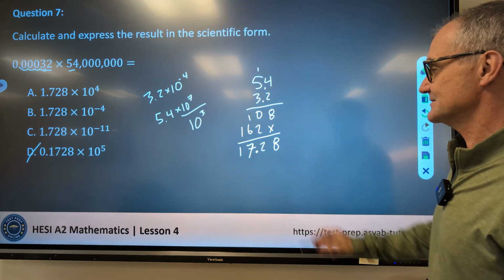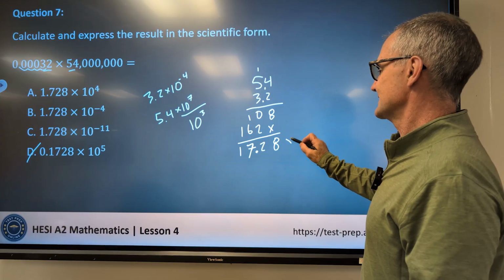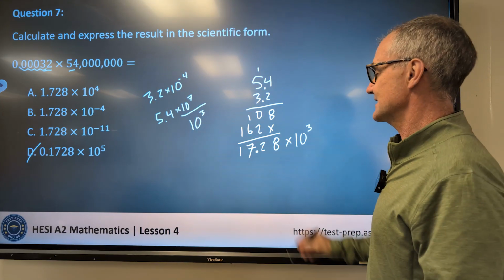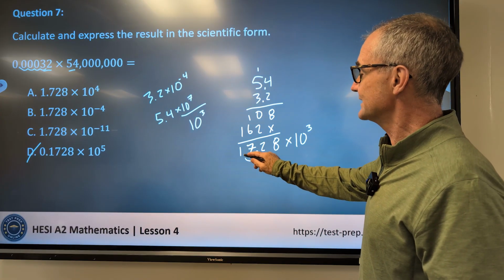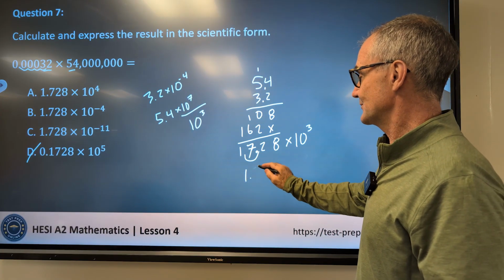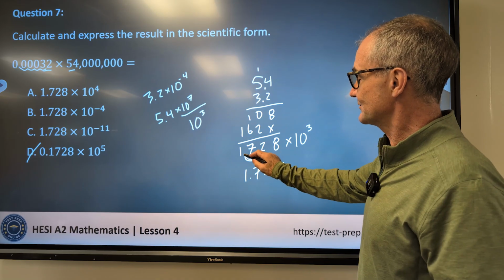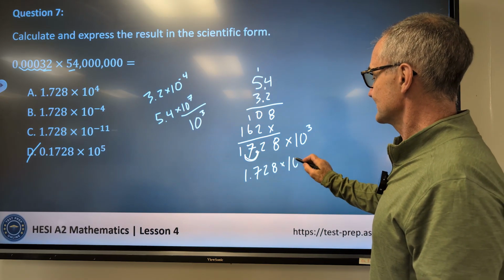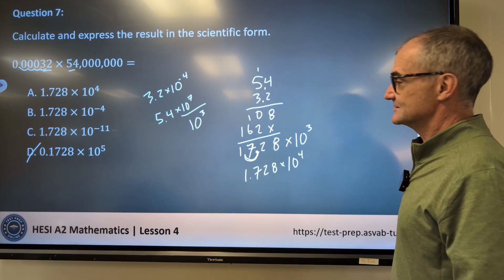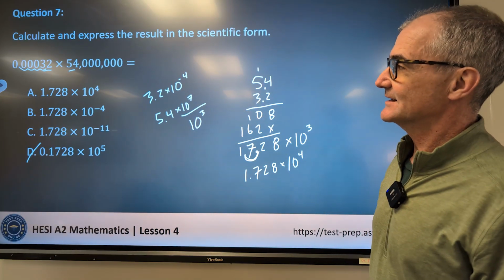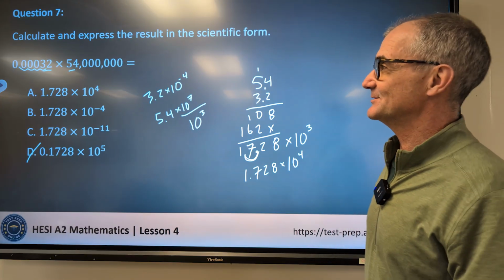So it's 17.28 times 10 to the third, but this has to be between 1 and 10, so I've got to move it over 1 to get 1.728. If I'm going to move this over one place, I've got to move the exponent over one place as well. So it's 1.728 times 10 to the fourth. Answer A right there. It's a pretty hard problem.